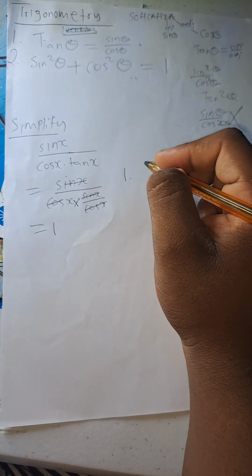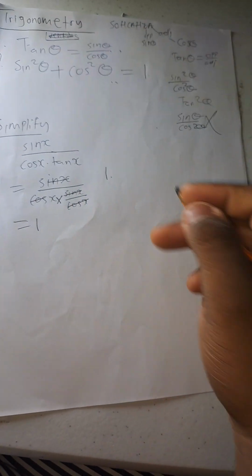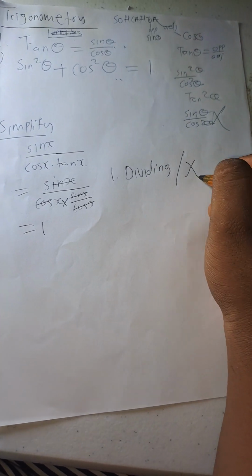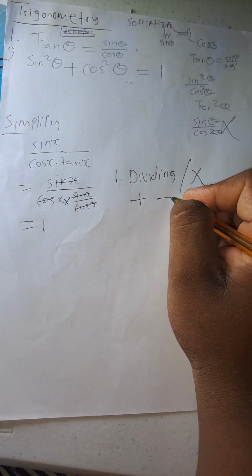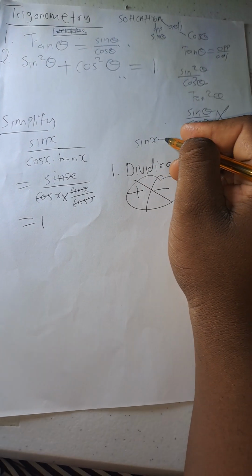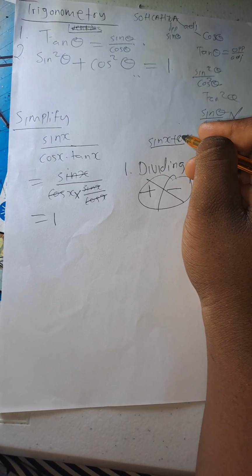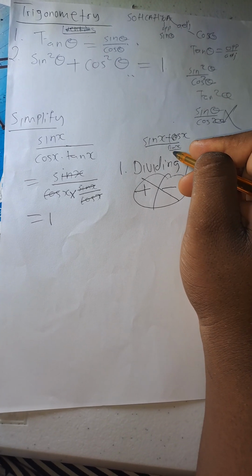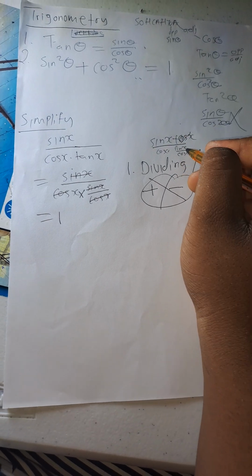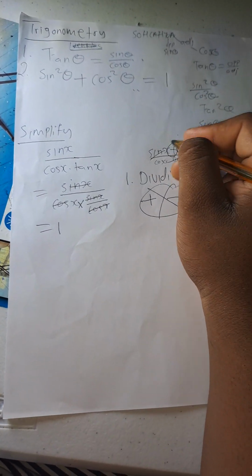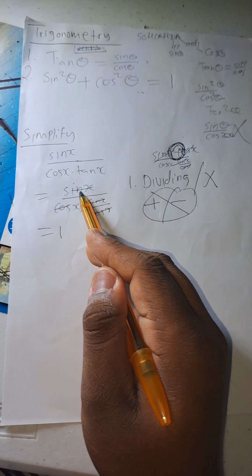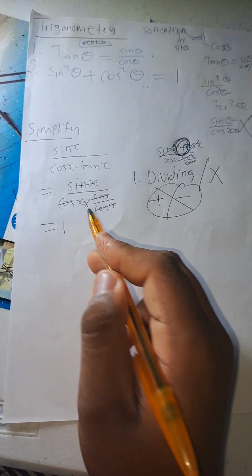You must make sure your variables or numbers or whatever are dividing or multiplying each other. If you see them adding or subtracting each other, no, you cannot cancel. They are wrong. If you see something like sine x plus cos x over cos x, maybe, and then here maybe cos x again, don't say this one cancels with this one. Since there is an addition sign there, it means you cannot cancel. You only cancel if you have the numbers dividing each other or multiplying each other.